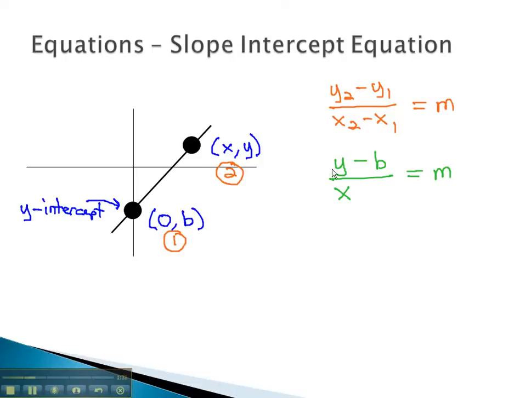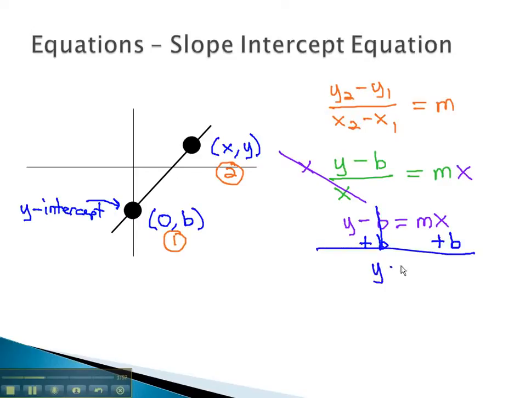What we will do with this equation is solve it to get the variable y all alone. We do this by first multiplying by x to clear the fraction. y minus b equals mx. Finally, to get the y alone, we will add b to both sides. y is equal to mx plus b.